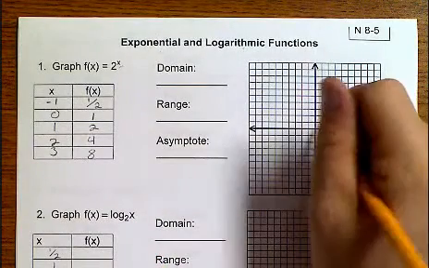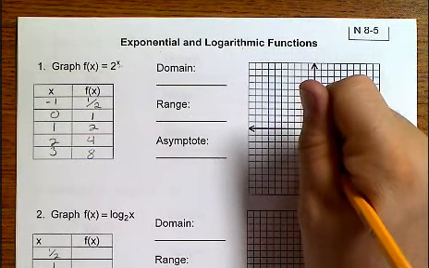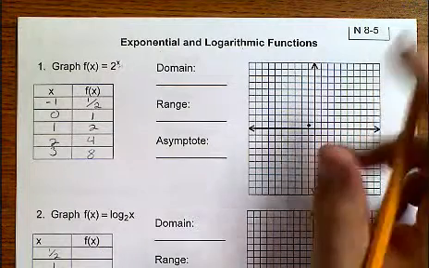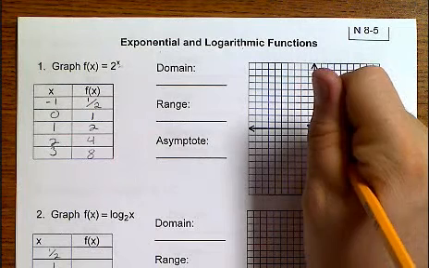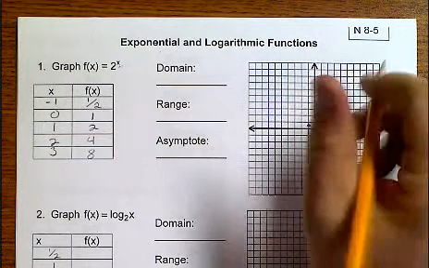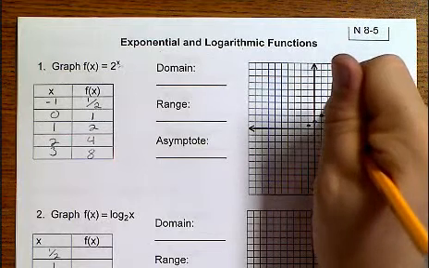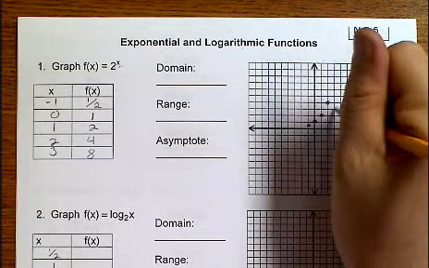Negative 1 would be at 1/2. 0 would be at 1. 1 would be at 2. 2 would be at 4, 1, 2, 3, 4. And 3 would be at 8, 1, 2, 3, 4, 5, 6, 7, 8.